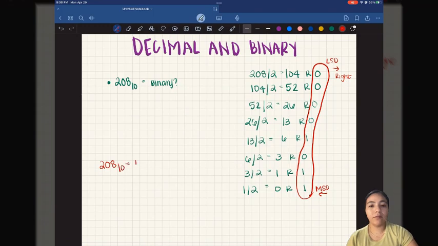As you can see, now we start with our most significant digit, which is the bottom number, and we go up. So it'll be 1, 1, 0, 1, 0, 0, 0, 0, and that is our binary number.